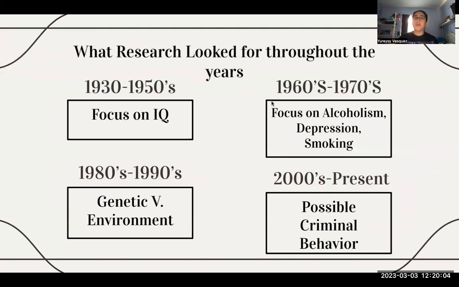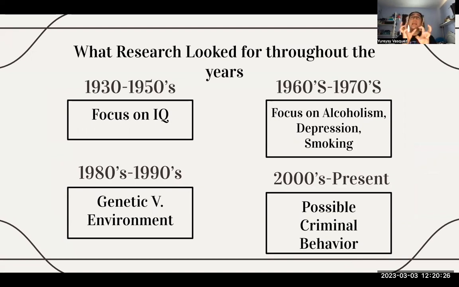So here's what they looked for throughout the years. In the 1930s to 1950s, they focused on IQ, like I said, on intelligence. But when they found out that genetics had a huge influence, they decided to move on to the biological standpoints of the families and how it affected a child. So basically mental traits and inheritable traits like alcoholism, depression, or smoking, or anything like that.